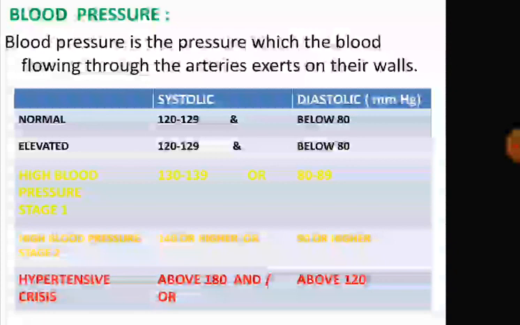High blood pressure stage 1 is 130 to 139, and the diastolic one, the lower limit, is 80 to 89. High blood pressure stage 2 is 140 or higher, or the lower one will be 80 or higher. Then hypertensive crisis, where it is required to consult a doctor immediately. It is above 180 and the lower limit is above 120.